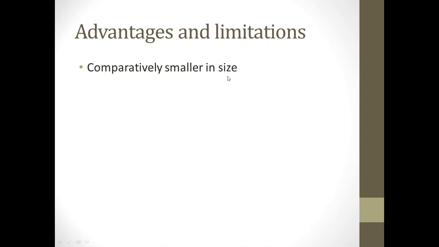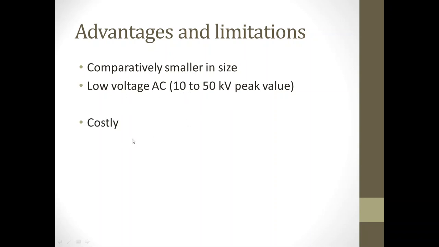It is comparatively smaller in size compared to the other accelerators, compared to the LINAC that we talked about in the last class. And we can use low voltage. We don't need a very high source of voltage. Low voltage having a peak value of 10 to 50 kilovolt can be used. However, cyclotron is comparatively much costlier.